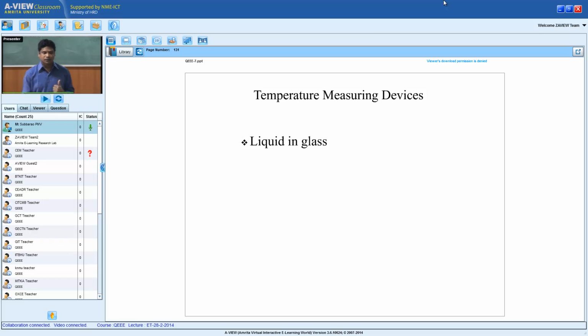The next important one is the same volume expansion, but if I use solids instead of liquids, you get bimetallic strips. Most of you, all of you, have used iron boxes. In an iron box, whenever you set it, it connects and disconnects. Why? Because there is a strip. Whenever it becomes hot, it gets disconnected from the electrical contact. The moment it cools, it comes back so that your cloth will not get burned.